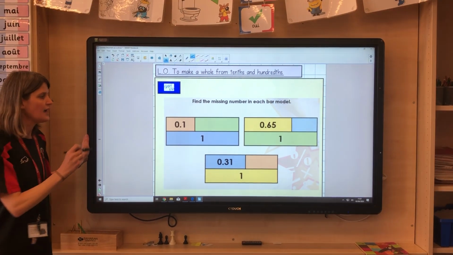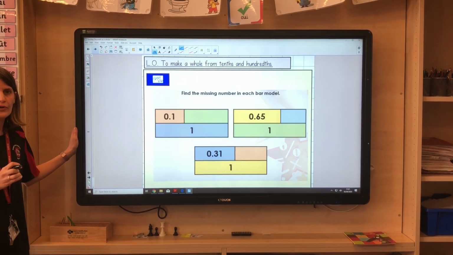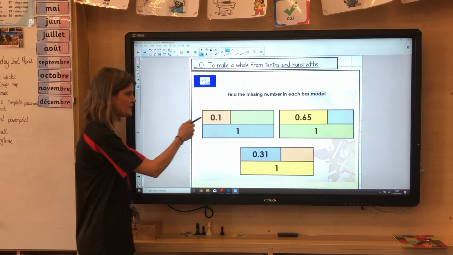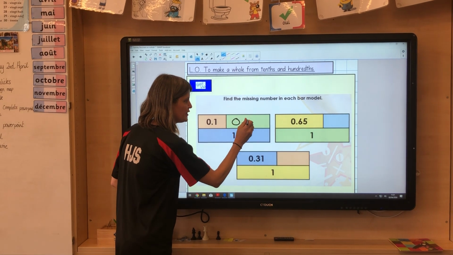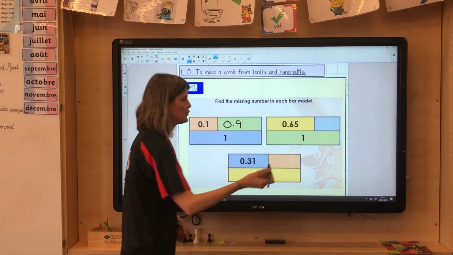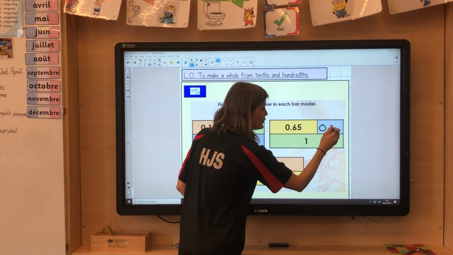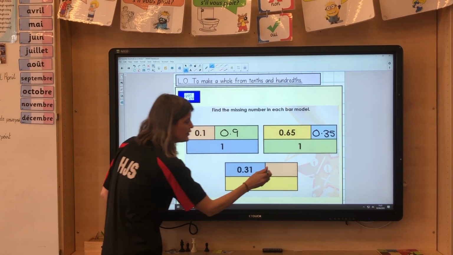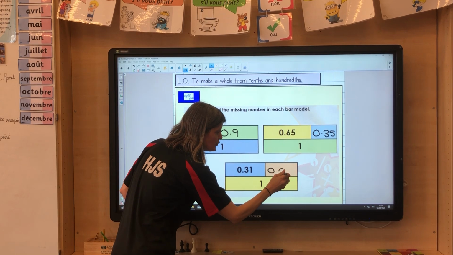Okay, pause, have a go at the next calculations in your book, and when you're ready, check and have a look whether you got it right. 0.1 would need 0.9. 0.65 would need 0.35. And 0.31 would need 0.69.